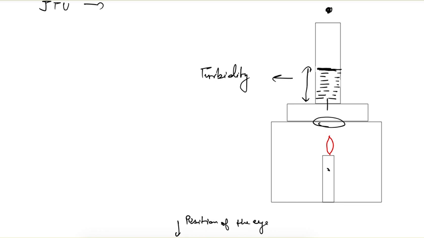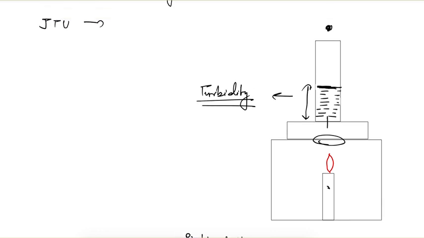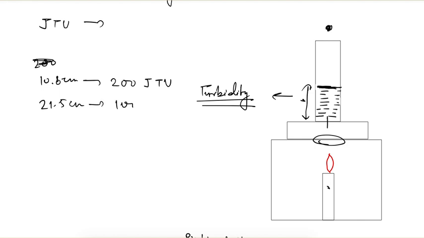So standard measurements are made and those are given. If the height here is 10.8 centimeter, it is correspondingly equal to 200 JTU, 200 Jackson's turbidity unit. If this height is 21.5 centimeter, then it is equal to 100 JTU, and if this height is 72.9 centimeter, then it is equal to 25 JTU.